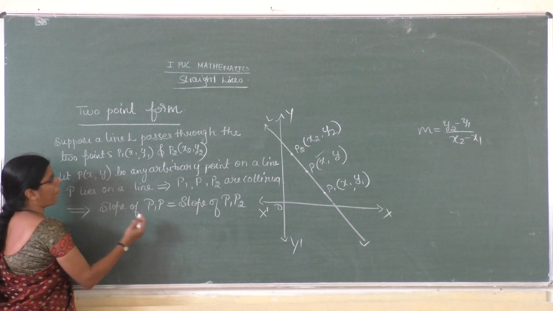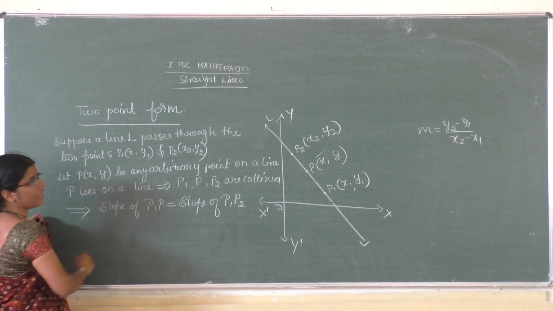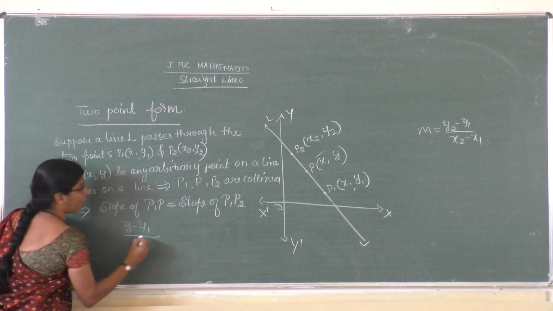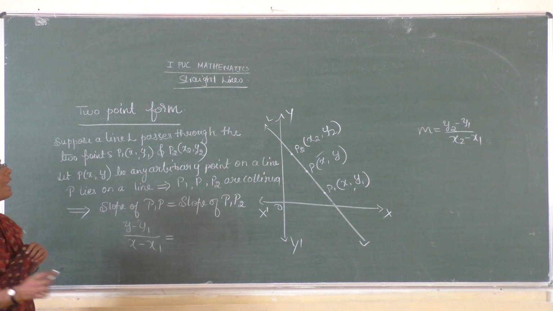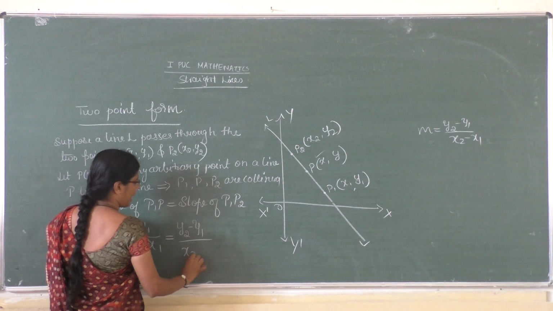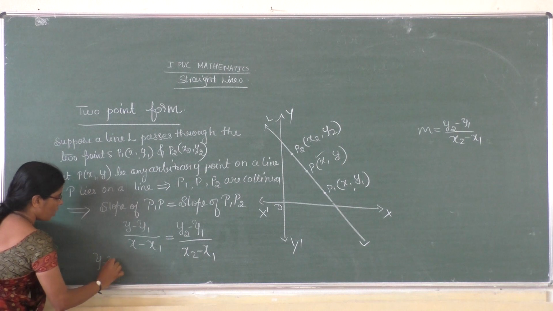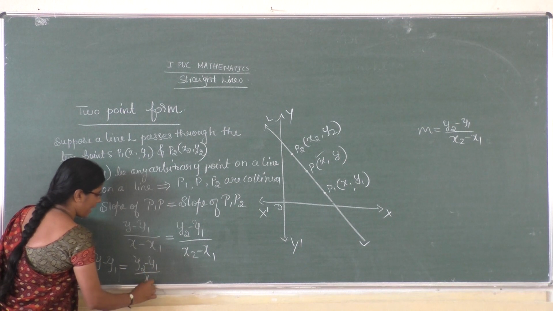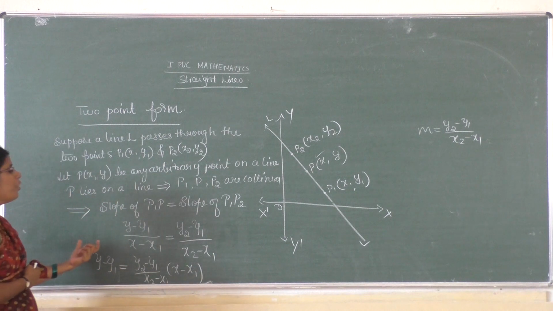So here the slope of P1P: P1 is x1, y1 and P is x, y, so the formula is y minus y1 divided by x minus x1. The slope of P1P2 is y2 minus y1 divided by x2 minus x1. Or you can take this as y minus y1 is equal to y2 minus y1 divided by x2 minus x1 into x minus x1. So we can manipulate the equation.